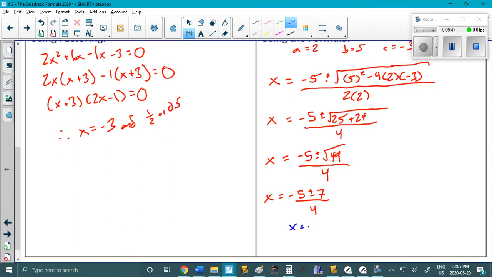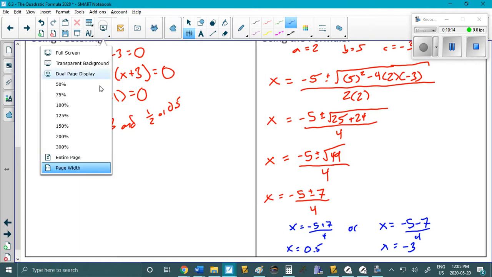So we have x equals negative 5 plus 7 over 4, or x equals negative 5 minus 7 over 4. Negative 5 plus 7 is 2. 2 divided by 4 is 0.5. Negative 5 subtract 7 is negative 12. Divided by 4 is negative 3. So you can see we have the same answers.